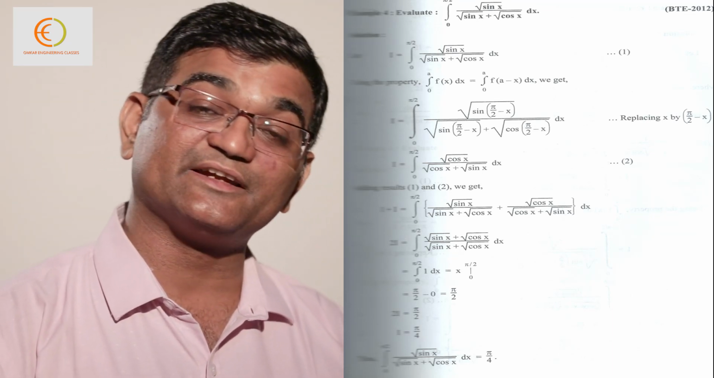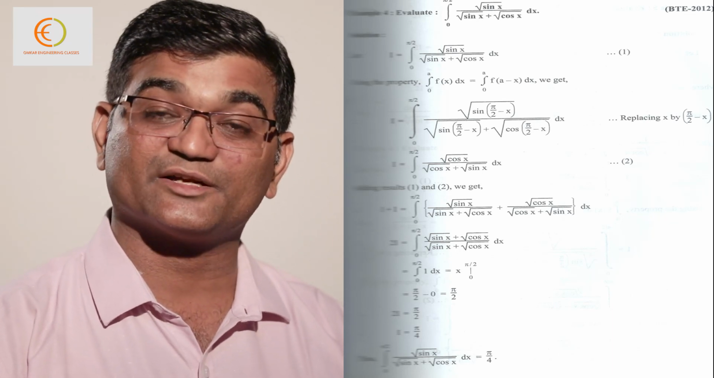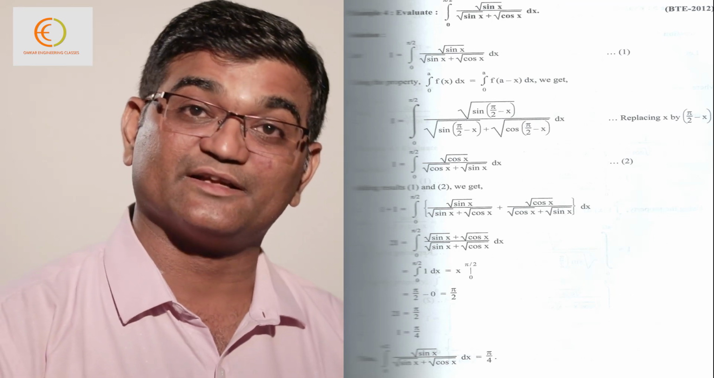But 2 problems they will definitely ask: one is property 5 and second is property 6. This is nothing but a definite integration. This is how you can get your 4 plus 4 plus 4, that is 12 marks.